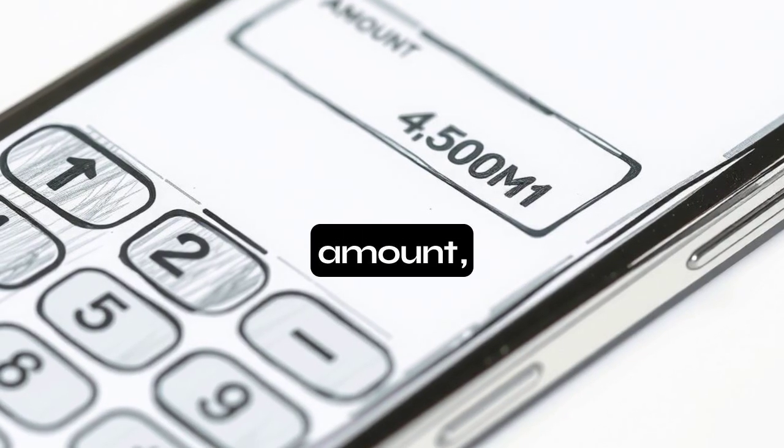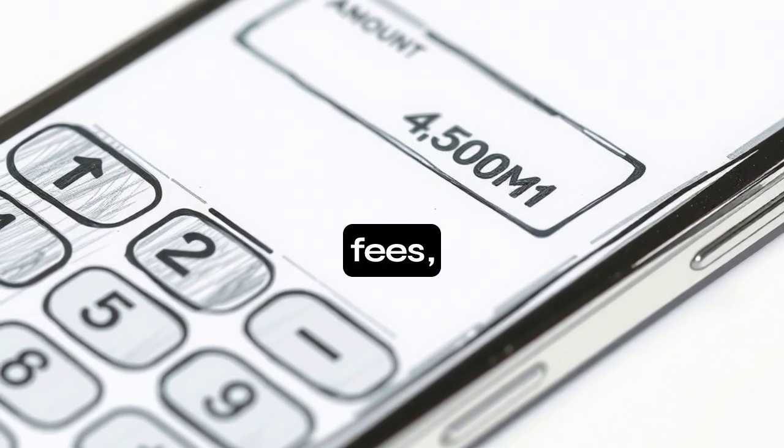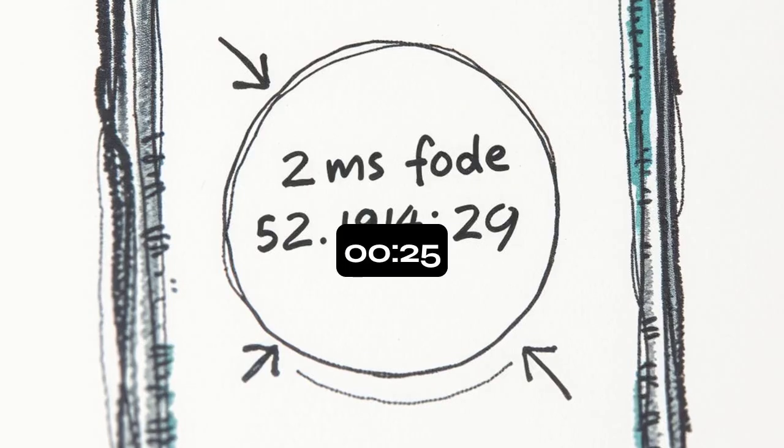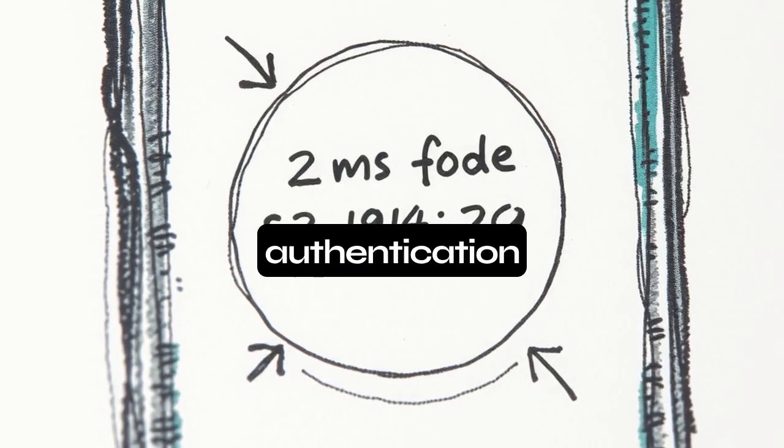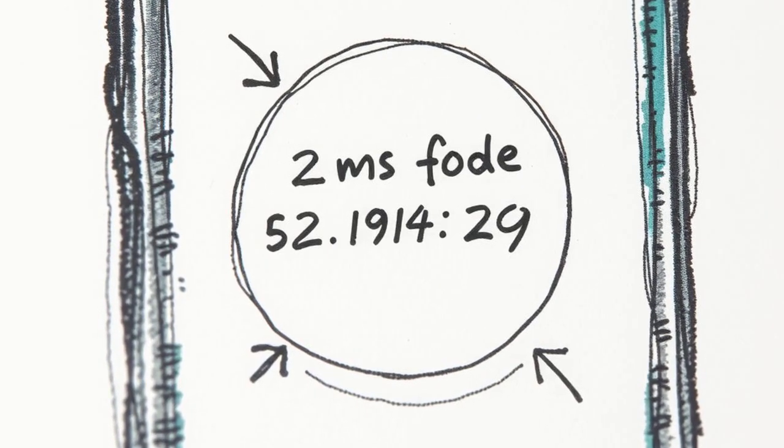Enter the withdrawal amount, confirm net balance and fees, then tap Continue. Verify with two-factor authentication if prompted, then Submit.